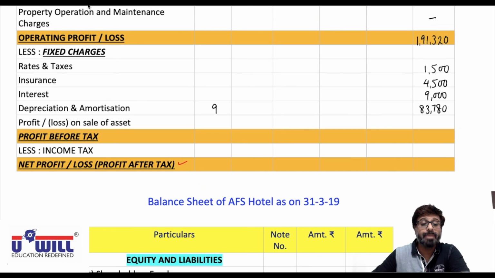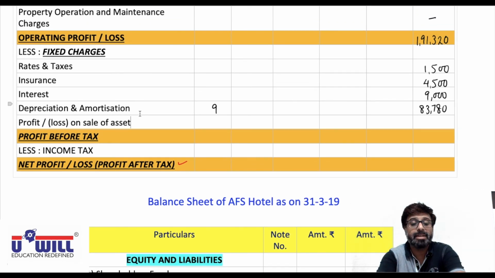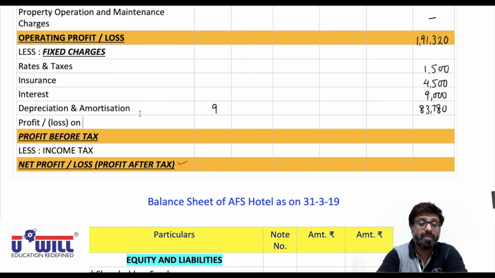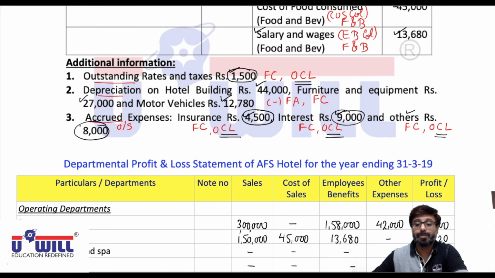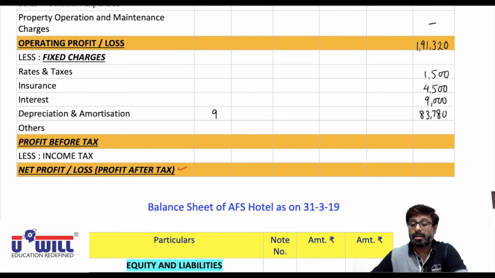What you can do is you can cancel this profit or loss on sale of asset which we don't have in this question, and instead of that you can mention others. Okay, other expenses are as given in the question, last adjustment 8,000 rupees. So instead of profit or loss on sale of asset we can have other expenses, others.